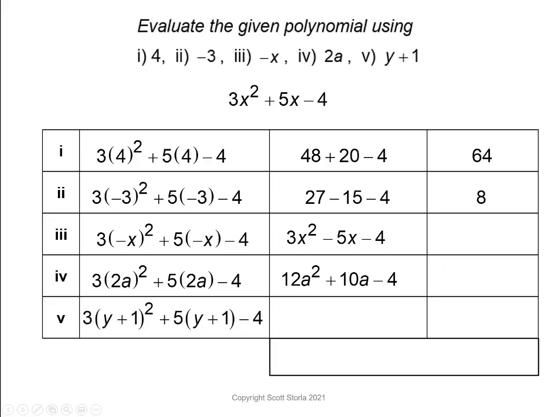And the last one, we're going to replace x with the quantity y plus 1. This is going to give us 3 times the quantity y squared plus 2y plus 1. This will give us 5y plus 5. And now if we multiply 3 to the y squared, we'll get 3y squared. We'll pick up 6 y's here. We'll already have 5 y's. That'll give us 11 y's. And then we'll have a 3 plus a 5 minus a 4, which will give us plus 4.